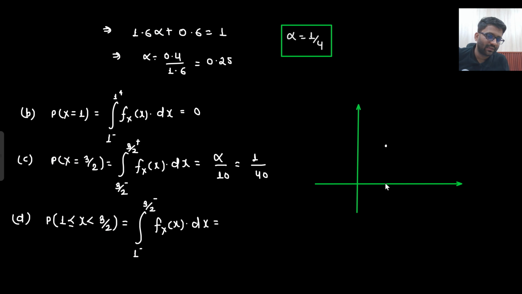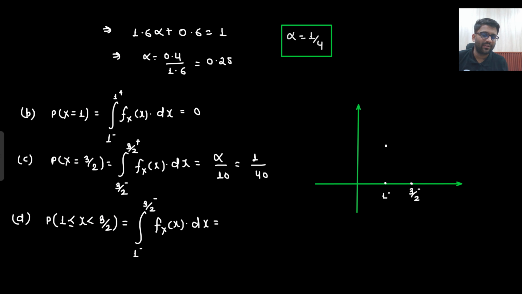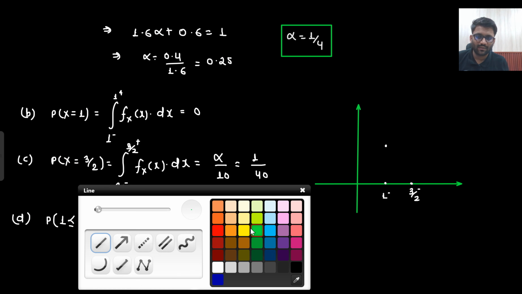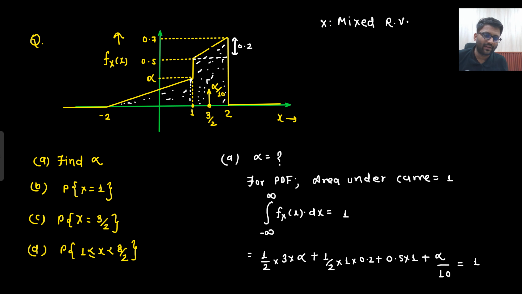This is your 1 minus, to 3 by 2 minus. So the impulse is there at 3 by 2, so this impulse will not come into action. Right? So what all things will come into action? So this area I need to calculate now. Say yes or no. So this is your alpha, but the area you are calculating is basically this area. This particular area you are calculating.